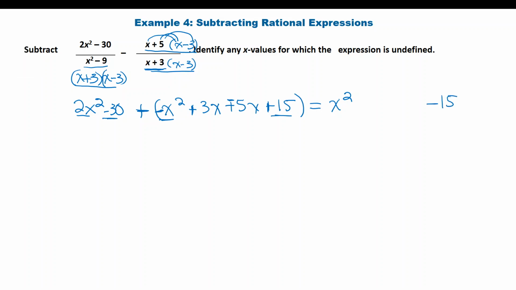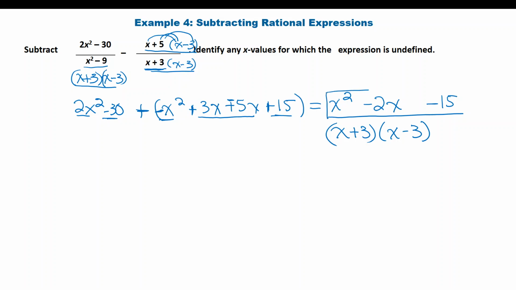And my x's, I have a 3x and a negative 5x. So that's going to be minus 2x. All right, and all of that is going to be over my common denominator of x plus 3, x minus 3. All right, well, I'm not quite finished yet because I want to go ahead and see if I can easily factor this piece right here.